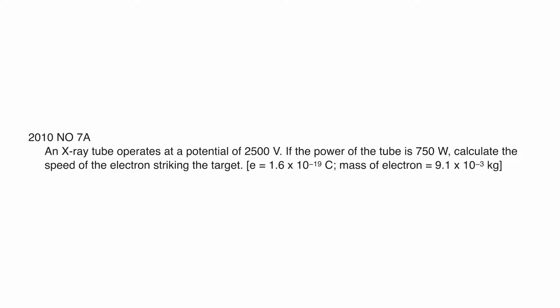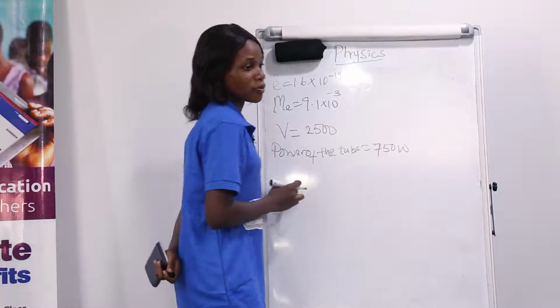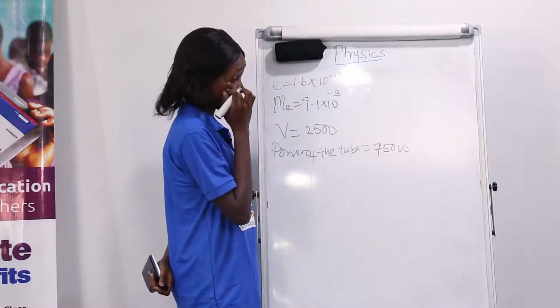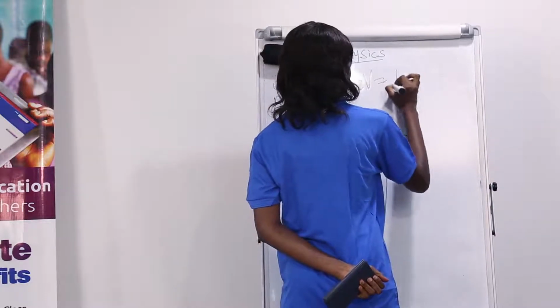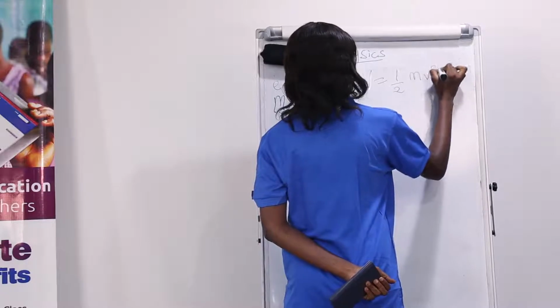An X-ray tube operates at a potential of 2,500 volts. If the power of the tube is 700 watts, calculate the speed of the electron striking the target, given that our electron is 1.6 times 10 to the power minus 19 coulombs, and the mass of the electron is 9.1 times 10 to the power minus 3. We have to calculate the speed of the electron striking the target. To calculate the speed, EV is equals to 1 over 2 mv squared.